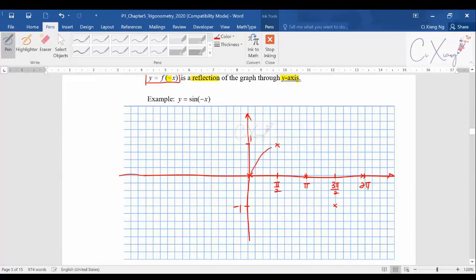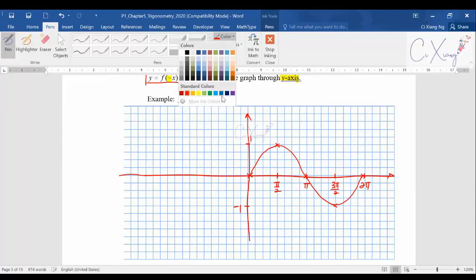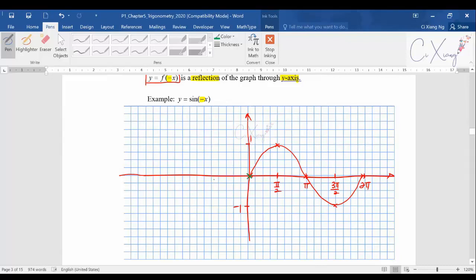So when I sketch it, this is the original sine graph. But when we multiply a negative inside the basic function, then you have to reflect the graph left-right. So left-right means that the mirror is the y-axis. So the y-axis will be the mirror. So you reflect it left-right. So this one is this one.